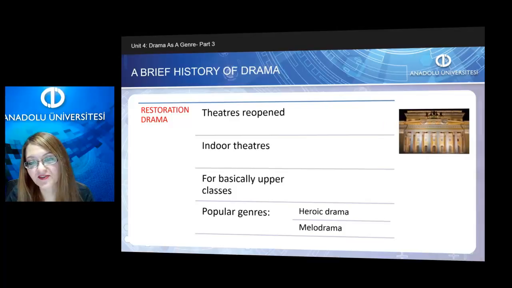When we come to the Restoration period, the theaters were reopened. However, the theaters were moved into indoor theaters. But because the tickets were very expensive in the indoor theaters due to the limited number of seats, it was basically for the upper classes. During this period, two types of genres were popularized. One of them was heroic drama and the other one is melodrama.